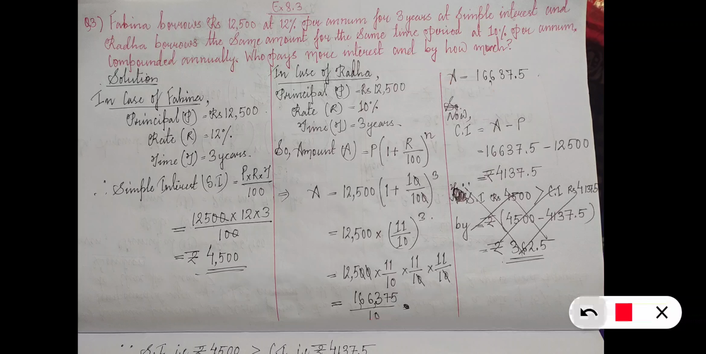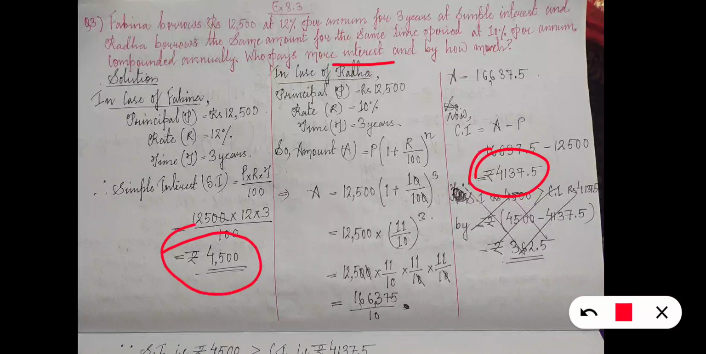So actually the question is not asking me the amount, question is asking me whose interest is more, whether the simple interest is more or the compound interest. Now we have got the amount, we have to find the compound interest. Compound interest is amount minus principal. Amount just now we have got, minus principal 12,500. After subtracting we get 4,137.5 and the simple interest is 4,500. So see, simple interest is more or the compound interest? Yes, simple interest is more, isn't it?